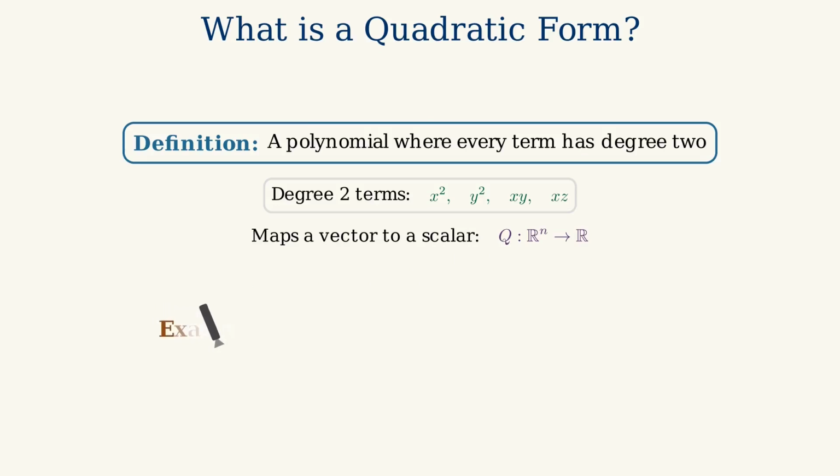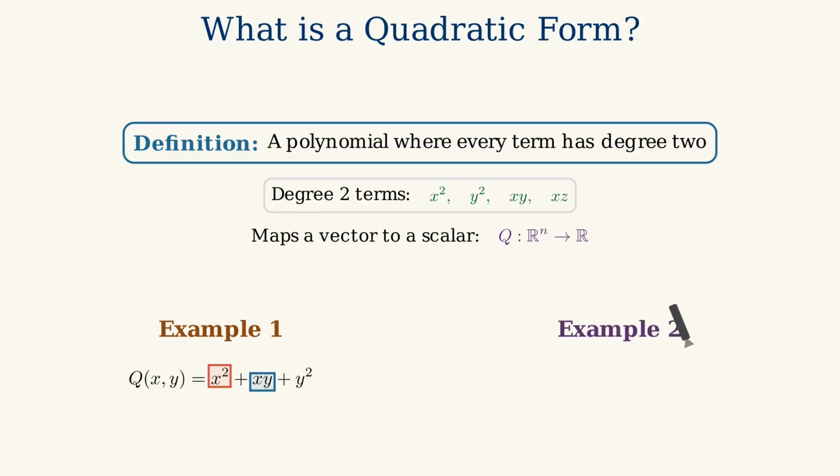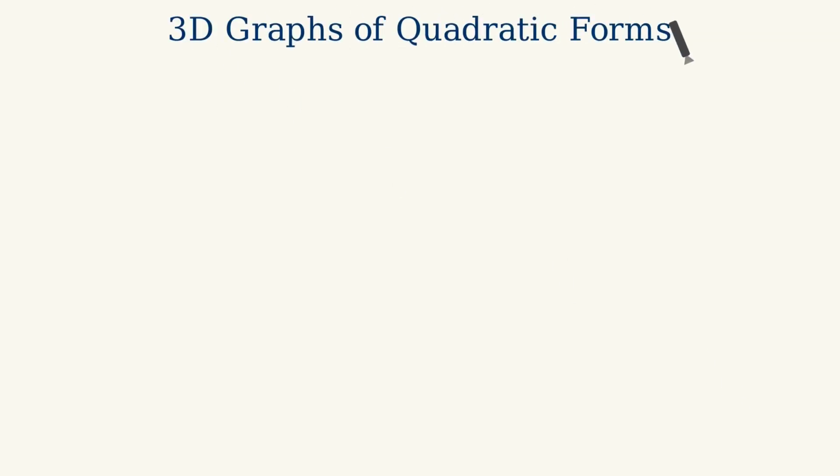In example 1, we highlight the squared and product terms. In example 2, we can see constants, which we call coefficients. Let us visualize what quadratic forms look like. We will plot them in 3D with x and y as our variables and z as the quadratic form.